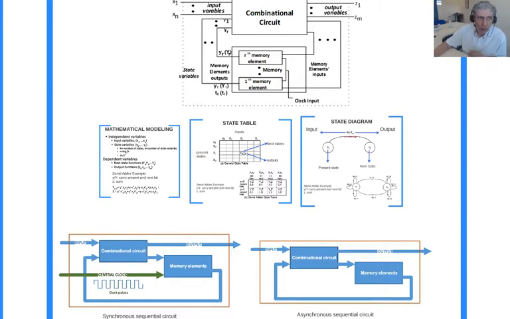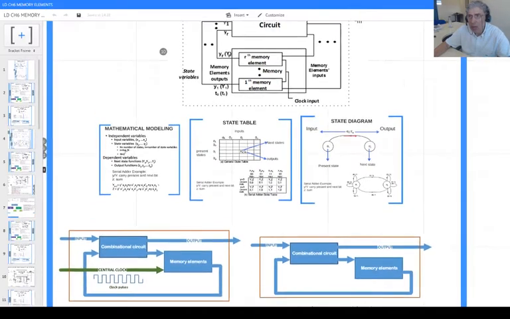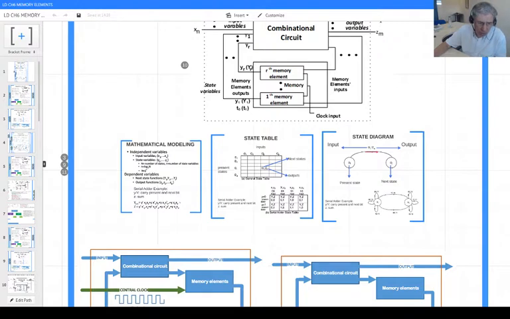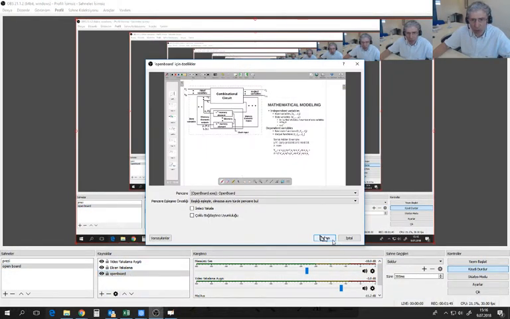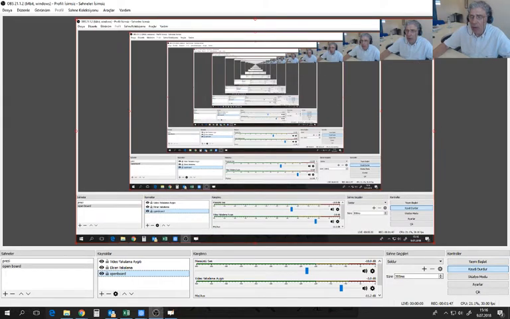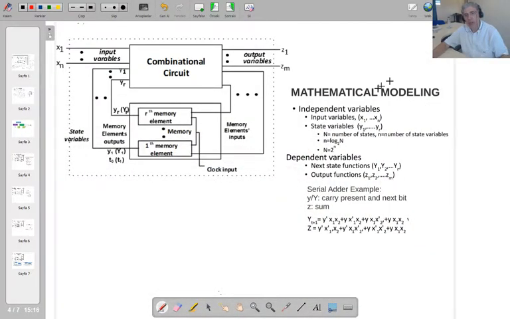Let's come out of this page and reorganize the open board. I need to do some setting here. Open board, open board. Okay, here you are. The first is the mathematical modeling.